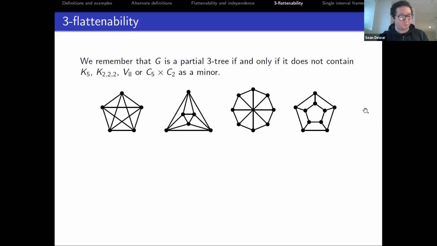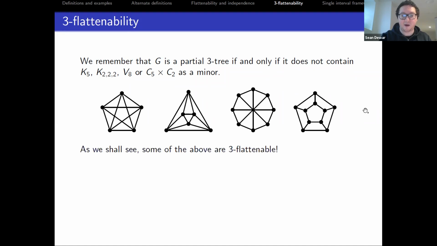So what's going to be our method of characterizing 3-flattenability? Well, first thing we're going to see is that some of the above are actually 3-flattenable. And this is what I'm saying about partial 3-trees and 3-flattenability not being the same thing. Being a partial 3-tree is a strictly weaker condition.